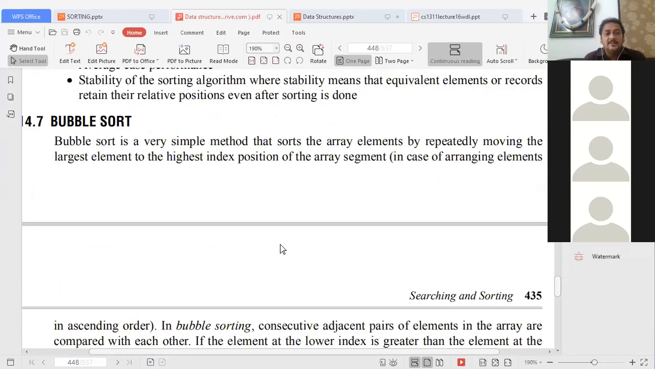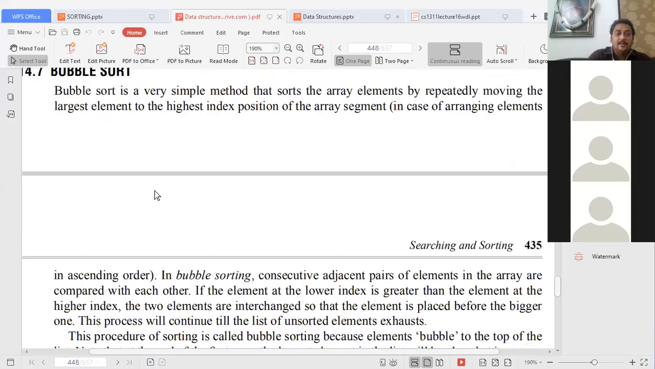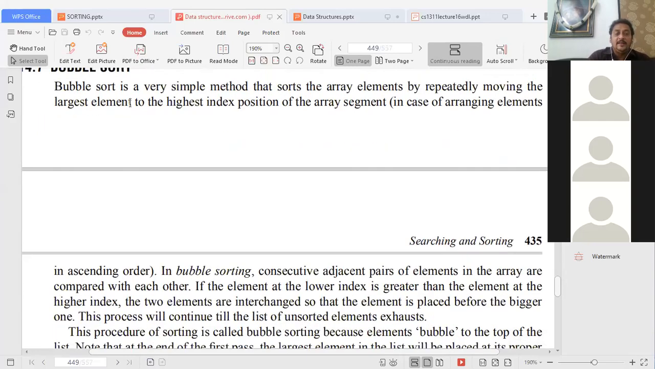So bubble sort is a very simple method that sorts all the data array elements by repeatedly moving the largest element to the highest index position of the array segment. That's what we did in the first pass. Moving the largest element. In that example, the largest element is 101, that we will move to the highest index position of the array segment.